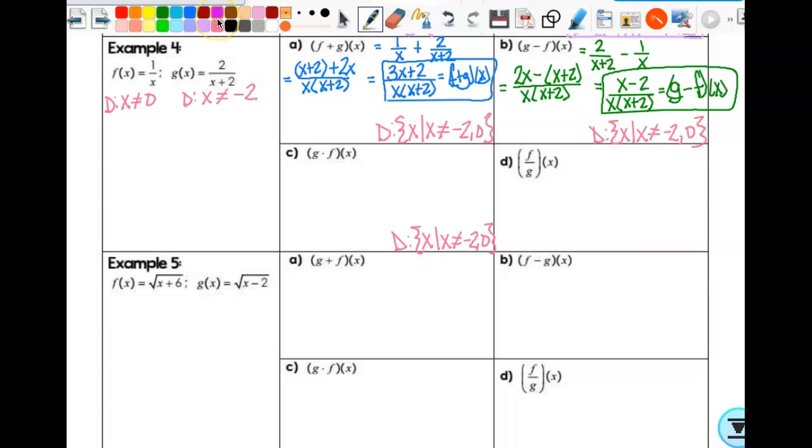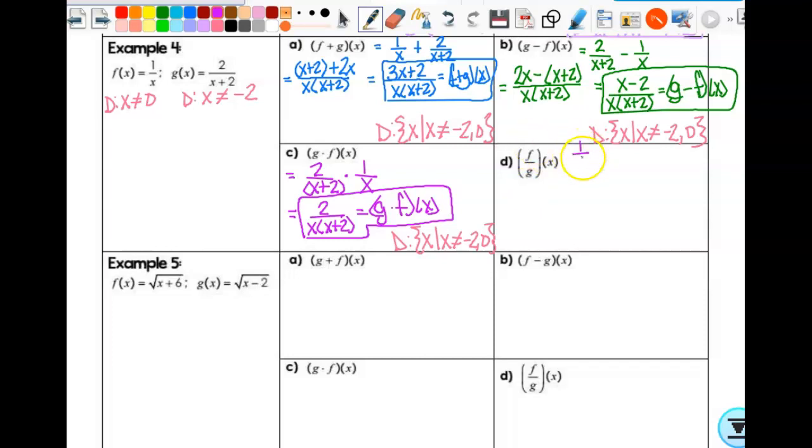All right, so then we're going to multiply g times f. G is 2 over x plus 2 times f, which is 1 over x. Now, multiplying fractions is way easier than adding or subtracting fractions because you just multiply straight across. And when I multiply straight across, I'm going to get 2 over x times x plus 2, and that's equal to g times f of x. Then I'm going to divide. So I have f over g.